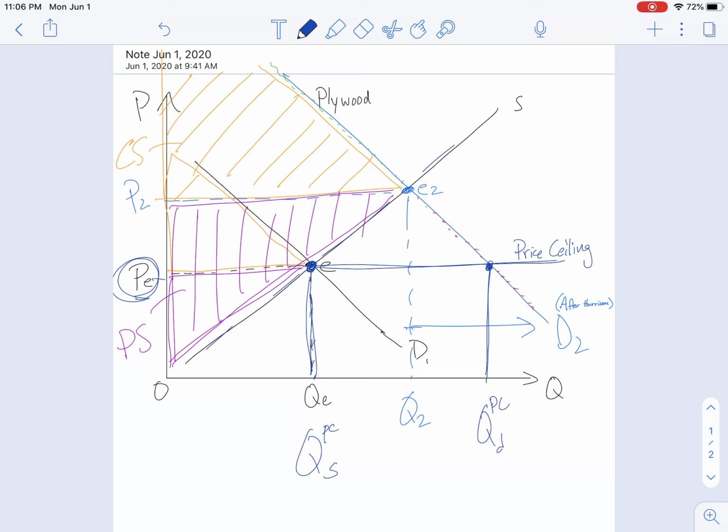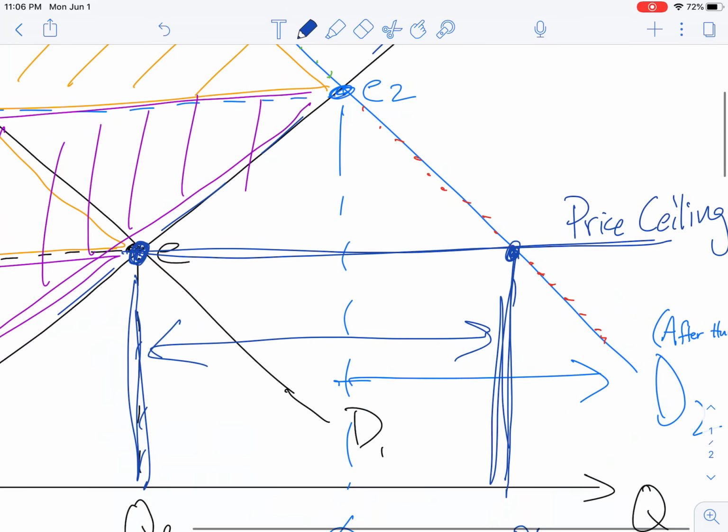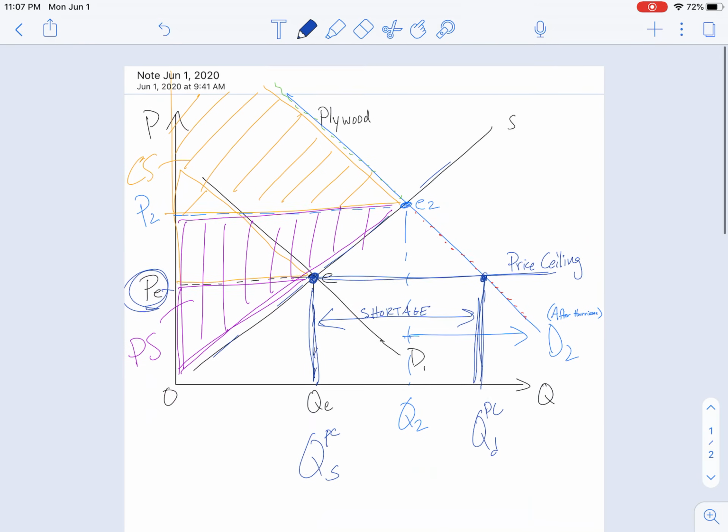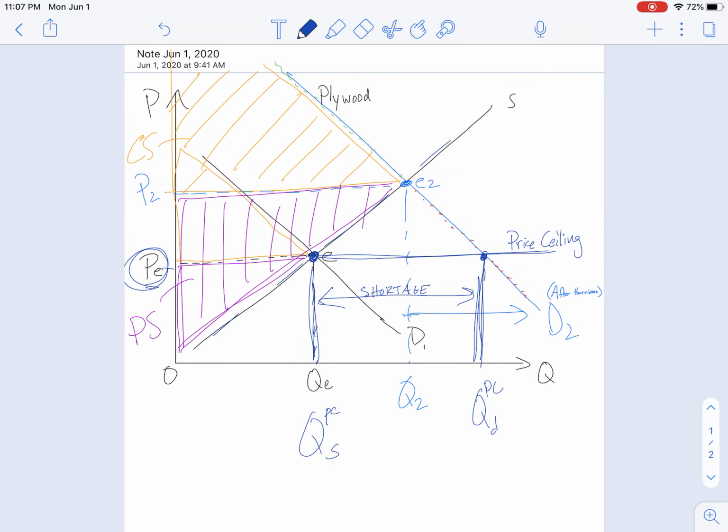Is the quantity supplied equal to the quantity demanded? No, right? They're not equal. And what do we call this distance between them? Well, that is a shortage, right? So just like you saw before, a binding price ceiling, and I say binding because the price ceiling is set lower than the E2, lower than the price it would go to, the equilibrium it would move to without the intervention. So a binding price ceiling creates a shortage.